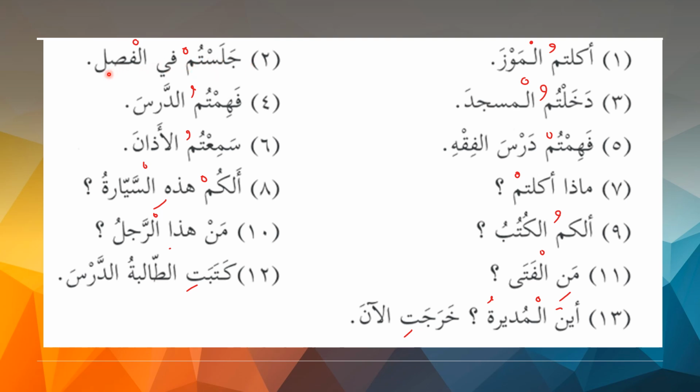"Kharajtum fil fasli". So "fil fasli" we will join together with the lam, and the hamzatul wasl gets cancelled here. So meme will have a sukoon. There is no need to put a dhamma because the next word is not having hamzatul wasl. "Fi" does not have "al" with it. "Dakhaltumul masjida". There is a hamzatul wasl, so you need to put a dhamma over the meme. "Fahimtumud darsa". There is hamzatul wasl, so you need to put a dhamma over the meme.